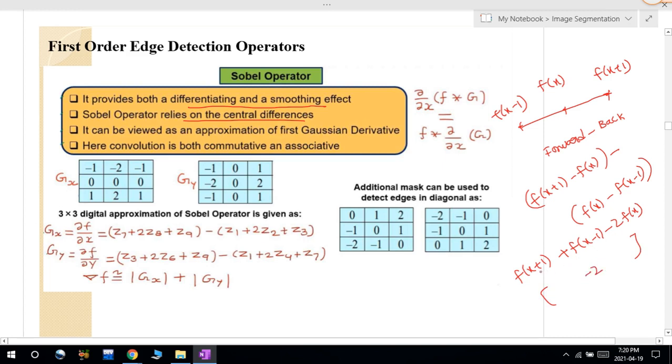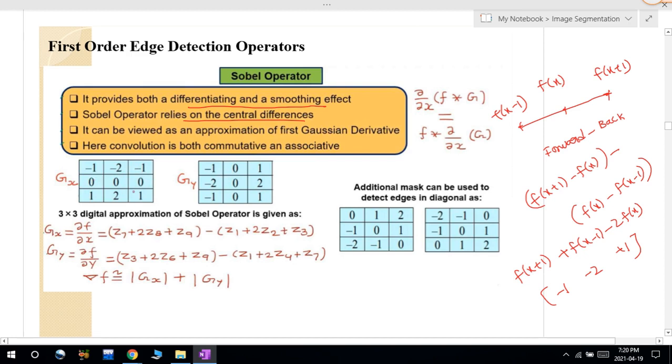Minus 2, and for f of x plus 1, this is plus 1, and f of x minus 1, this is minus 1. So we will use this operator for this mask. I am directly writing minus 1, minus 2, and this is plus 1. Okay, no issues. But what is the operator?